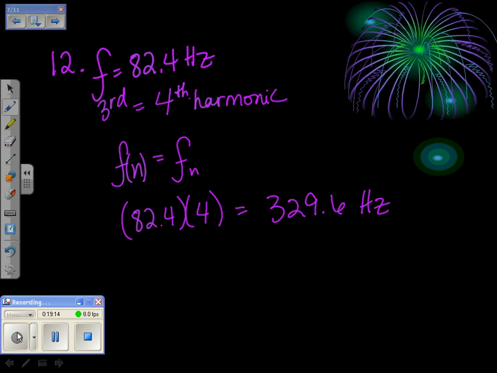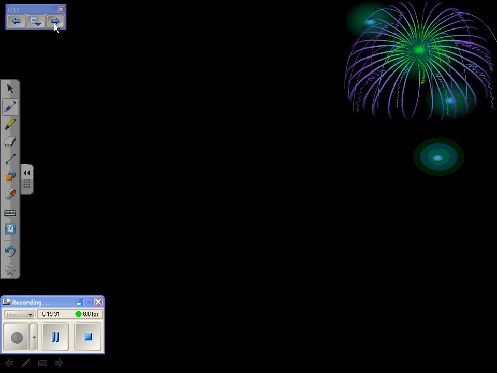329.6 hertz. The thing to remember is that overtones count the nodes and harmonics count the antinodes. And if you'll just multiply by the number of antinodes, that gives you the new frequency. Okay? Then we're going to move on to number 13.